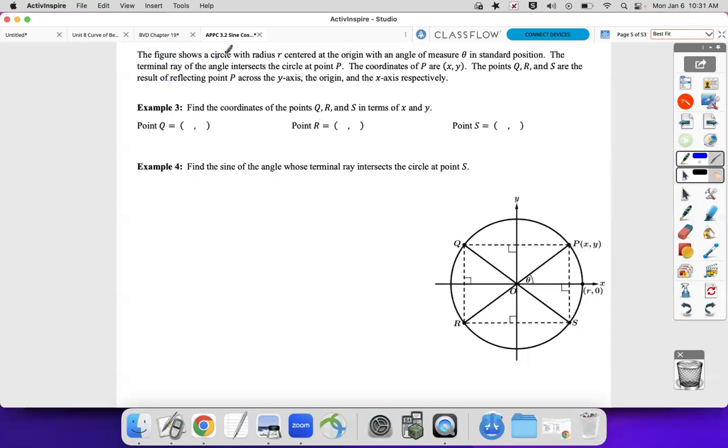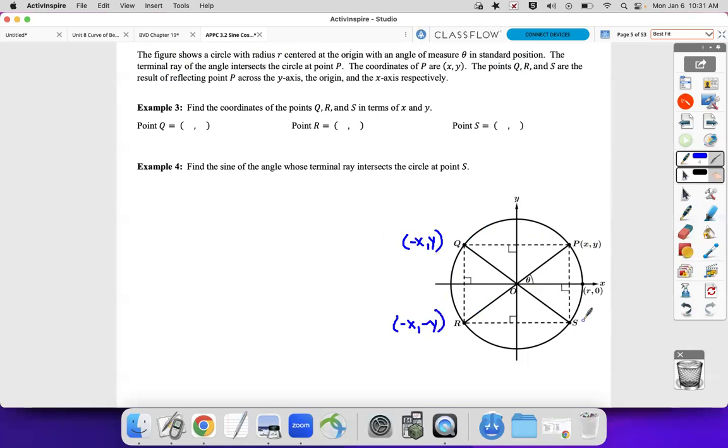All right, this figure shows a circle with radius r centered at the origin with an angle measure of theta in standard position. There's your theta right there. So the point P is x, y. Q is going to be, because we're going in the opposite direction, the x values will be negative, but the y values will have to be the same. R, we're going completely through the origin to quadrant 3, where both x and y are negative.